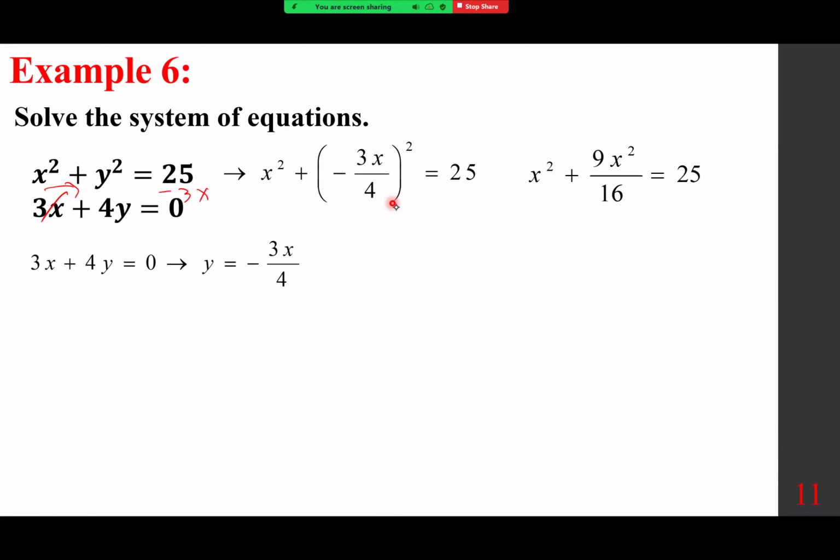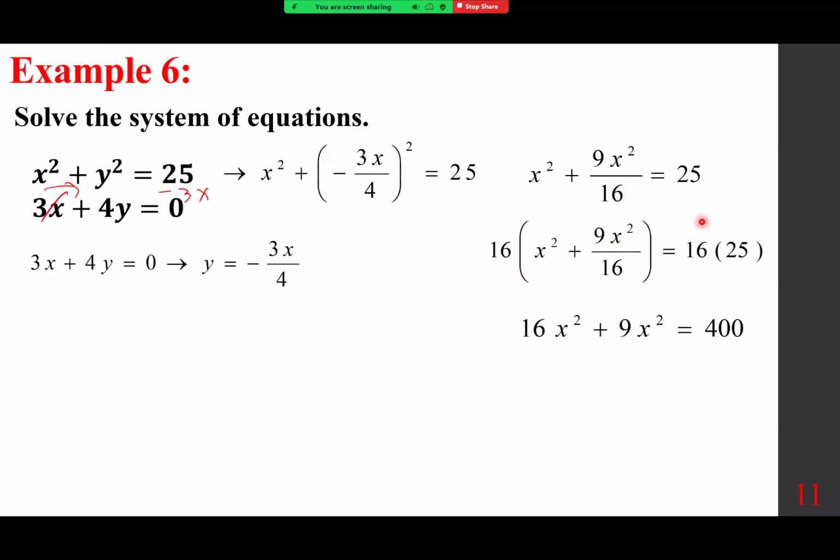The best way to solve an equation involving fractions would be to get rid of the fractions. To do so, an easy way is to multiply both sides by the denominator 16. So when we do that, we are going to distribute here to get 16x squared. When we distribute here, this goes away, we get 9x squared. And the product of 16 and 25 is 400. 16 and 9, 25x squared.